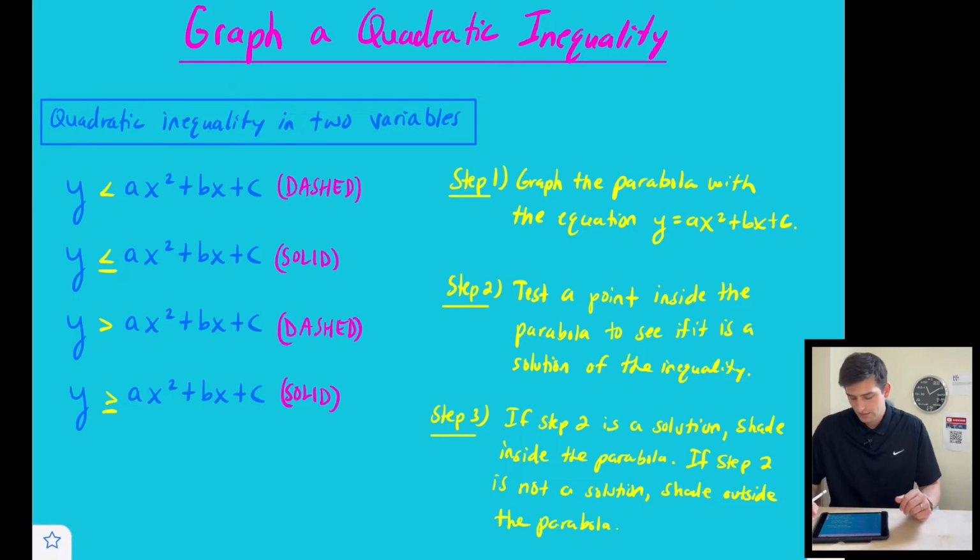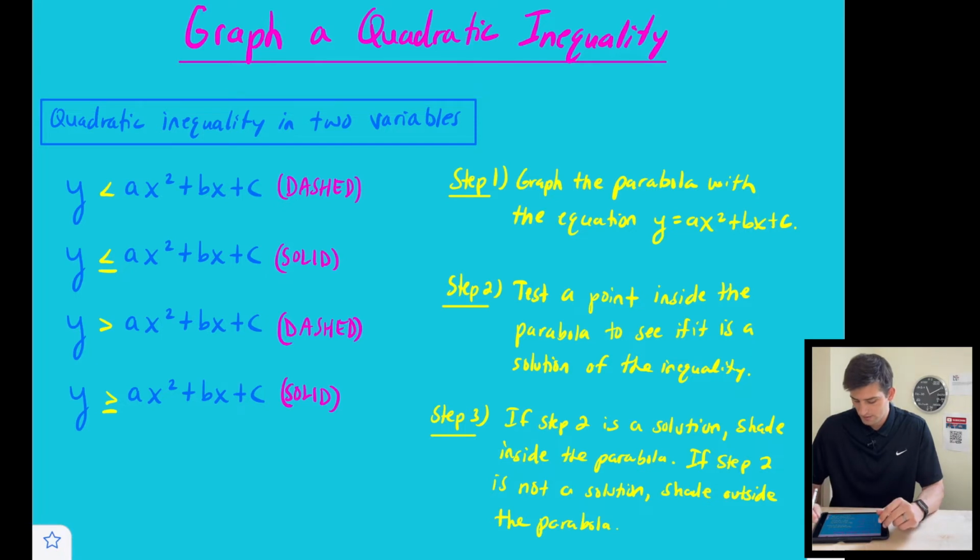We're going to graph the parabola with the equation y equals ax squared plus bx plus c, so we can just follow how to graph a quadratic in standard form. I'll link that in the cards right now. For step 2, we're going to test a point inside the parabola to see if it is a solution of the inequality. Now, that says inside. Could you test a point on the outside of the parabola? Sure. Wherever your test point lies, if it's true, that's where you're going to shade.